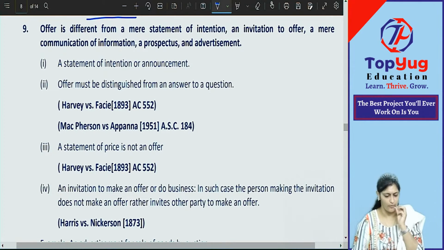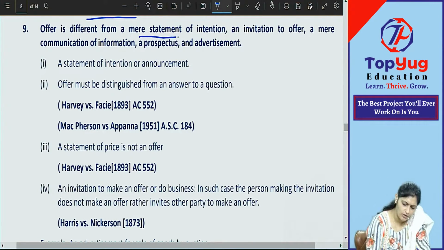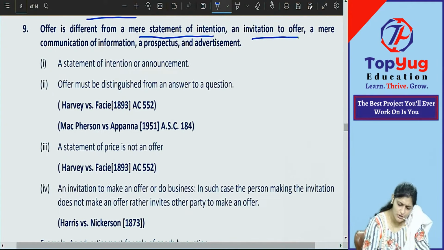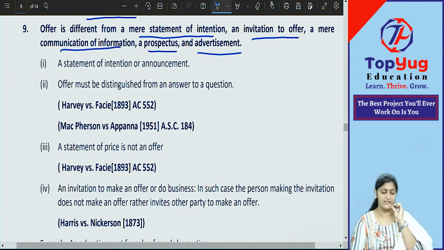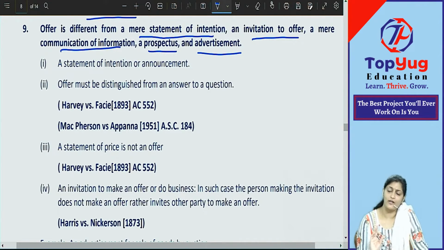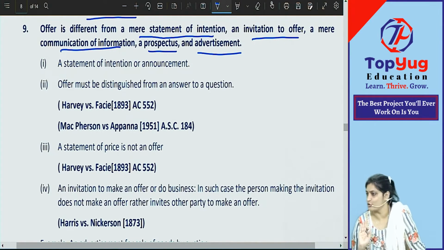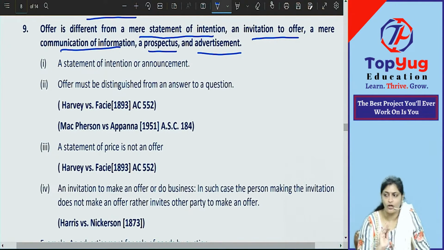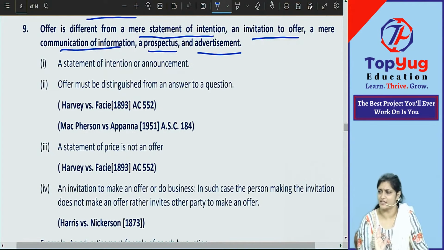Offer is different from mere statement of intention, invitation to offer, mere communication of information, prospectus, advertisement. Offer is different from that. It means when any of these things happen, you should not consider it as an offer. You may say, okay, I said yes to a mere statement of intention, so now a contract came into existence. No. Law is saying that all these things are not offers, they are just statements of intention. It is just an advertisement which should not be considered as an offer. Okay, we'll see in detail.